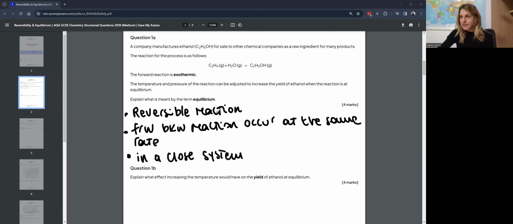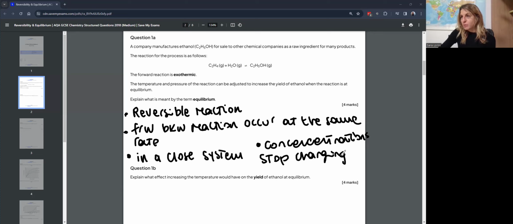And the fourth mark, for completing this description of equilibrium, is stating that the concentrations of the reactants and products stop changing. We know this because the forward and backward reactions occur at the same rate, and this means that the concentration stops changing. So these are the 4 marks, and this is a very detailed answer for the explanation of equilibrium.